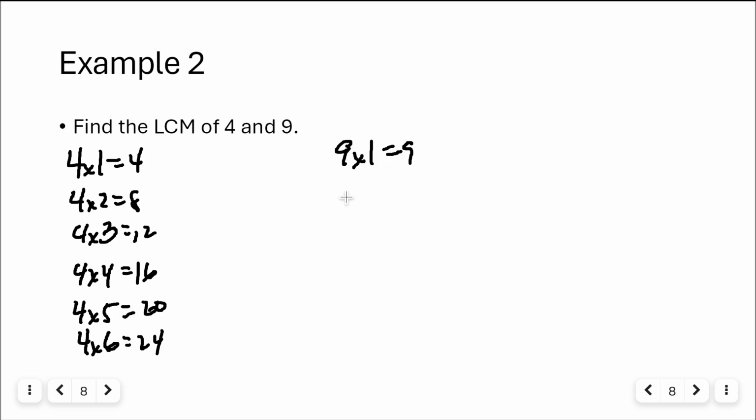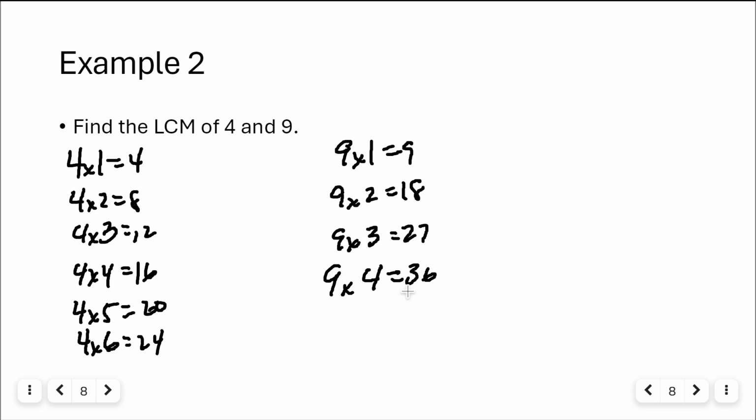9 times 1 is 9. 9 times 2 is 18. 9 times 3 is 27. I'm looking for a number that these two multiply in common to be. 9 times 4 is 36. Well, I'm already over 24, and none of these match these, so I got to keep going on the 4s. 4 times 7 is 28.